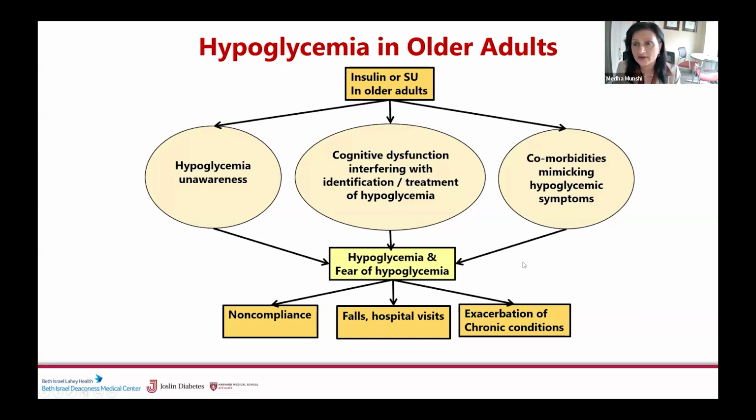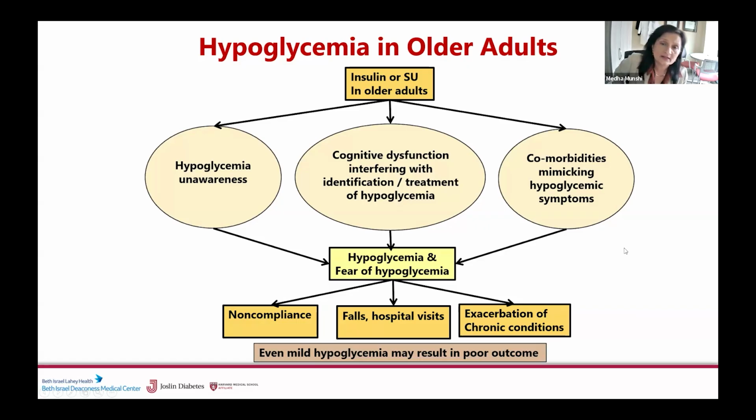It is important to remember that many times in the endocrine world, we think that blood sugar less than 70 is a mild hypoglycemia that happens to everybody. However, in older adults, even mild hypoglycemia can result in poor outcomes.